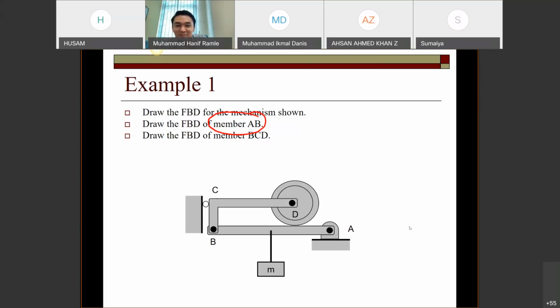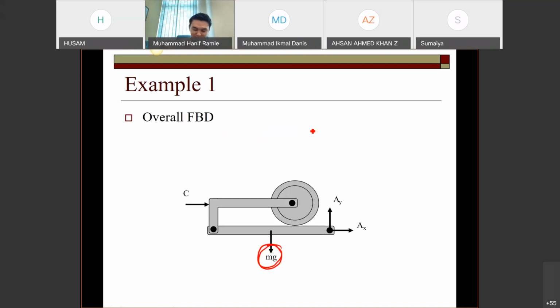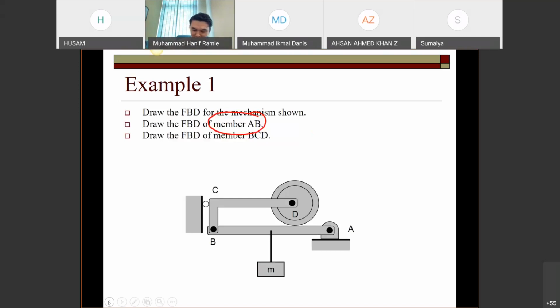Okay, Ikmal. What is the first step that we have to do if we are looking at member AB? We focus on the mechanism at A and B. Isolate them from the others. Okay, so meaning that we have to draw AB only, right? Yes, Doctor. Okay, good. You have to draw the AB only, like this.